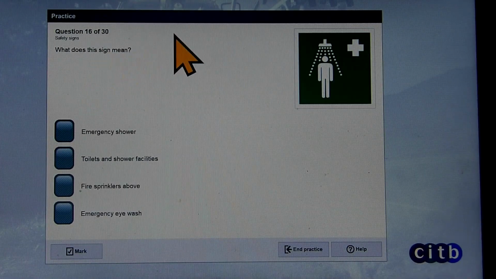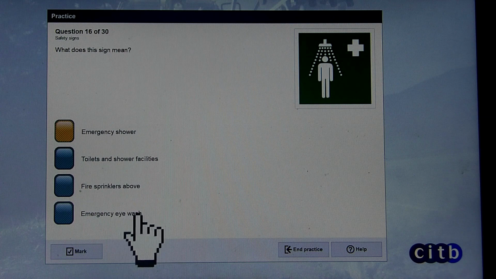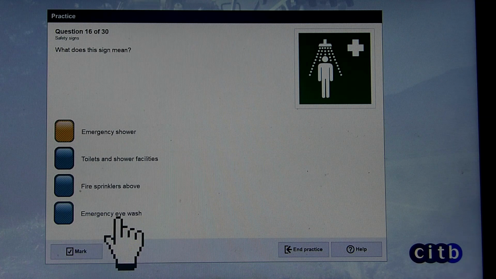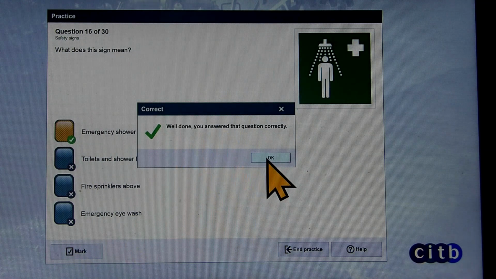What does this sign mean? This sign is green, and there is a white cross here, and a shower, a sprinkler, and a human being inside it. So this means emergency shower, toilet and shower facilities, fire sprinklers above, or emergency eye wash. It's not about eye wash, mind you. It's about showering. So the answer is the first one. Well done.